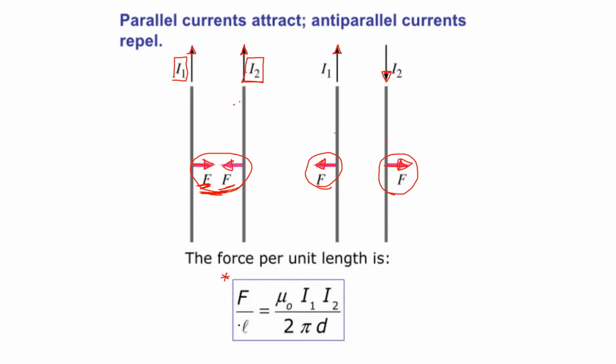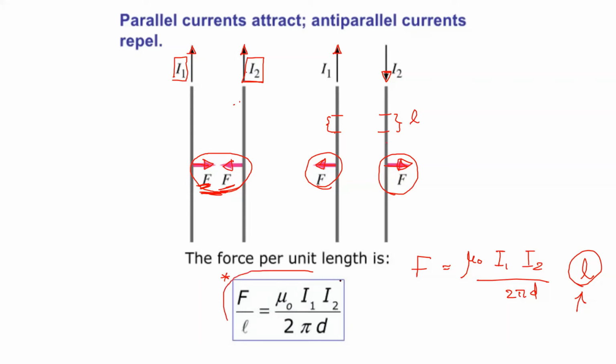Here I have written the force per unit length. You can even remember it like this: mu naught I1 I2 over 2 pi d times L. L is the length that they are going to talk about. So if they ask you to find the force on a tiny length like this, you multiply by this length. This is an equation that you have to know. At least you have to know how to derive this. We combined the force equation and the B field equation.